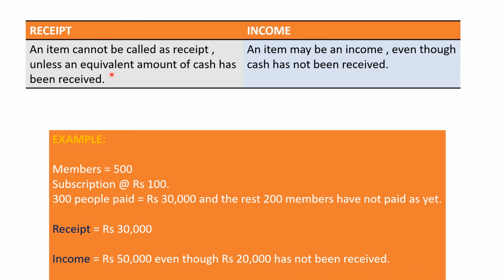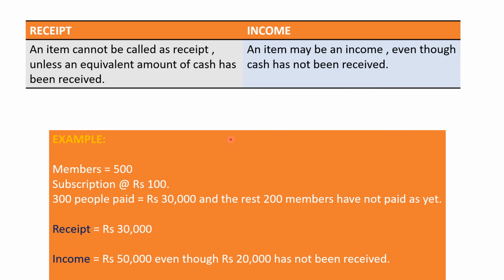Next point. An item cannot be called a receipt unless an equivalent amount of cash has been received. Okay, if you receive that cash, only then that item will be under the heading of receipt. But an item may be an income even though the cash has not been received. It's a very important point. Cash has not been received, still it is your income. Whether you receive the cash or you don't, we don't deal with that under the income head.